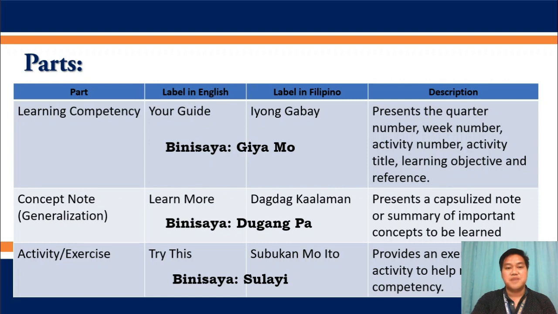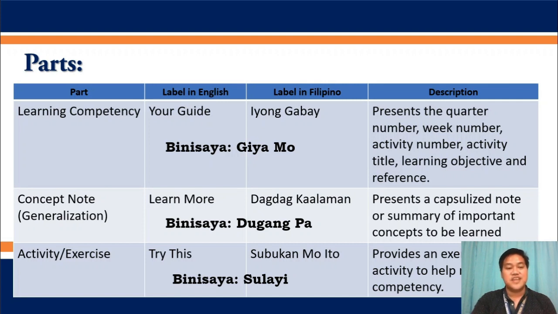First, the learning competency. It is labeled Your Guide in English, Iyong Gabay in Filipino, and Giya Mo in Bisaya. This part presents the quarter, week number, activity title, learning objective, and the reference. The next part is the concept note or a generalization. In English, it is labeled Learn More. In Filipino, Dagdag Kaalaman, in Bisaya, Dugang Pa. This part presents a capsulized note or a summary of important concepts to be learned.